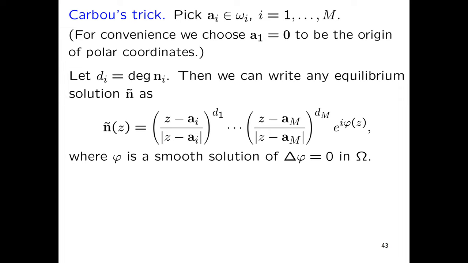So the degree is the number of times it goes around in terms of multiples of 2 pi. If it was a constant, the degree would be zero. If it was just the normal vector, the degree would be one. So let d_i be the degree of n_i. Then he claims that you can write any equilibrium solution, n tilde, as the product of these hedgehogs, (z minus a_i over |z minus a_i|) raised to the power d_1 up to d_m, times e to the i phi of z. And now phi is a smooth solution.